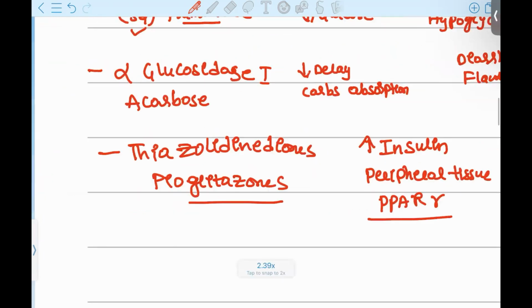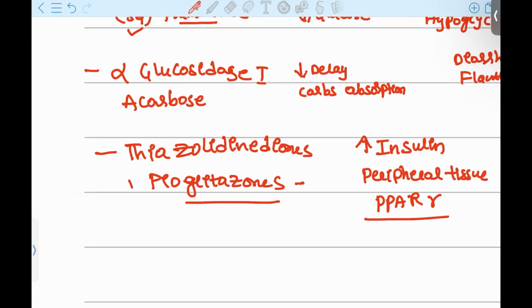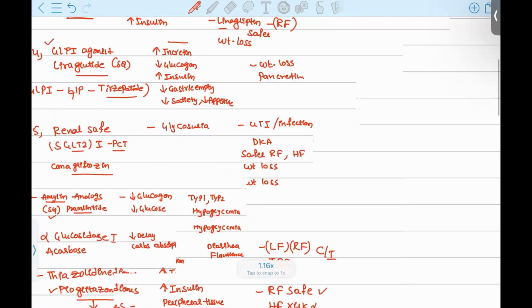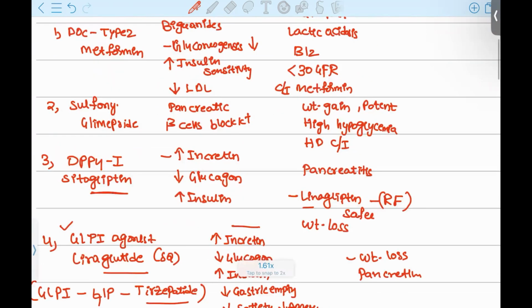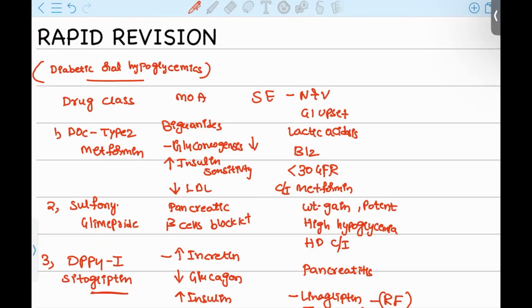And also there are some studies that have found that pioglitazone can cause fractures. Fractures can also be associated with these drugs. So this is the basic structure and the basic classification of the oral hypoglycemic drugs and their importance.